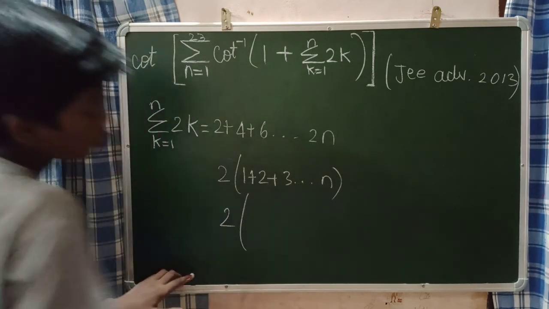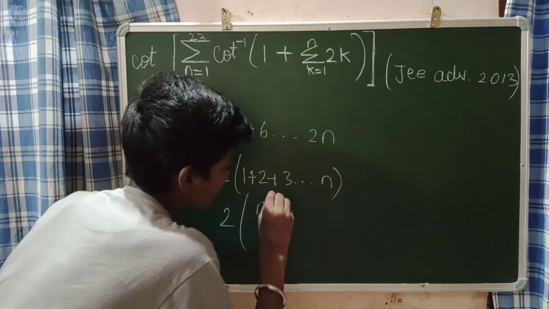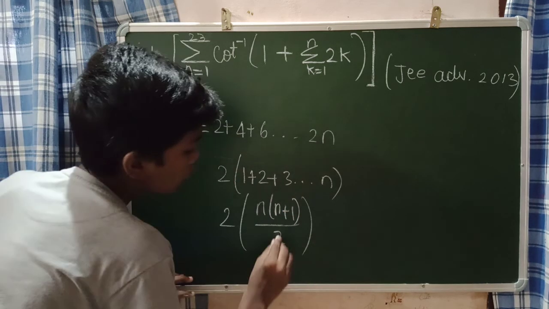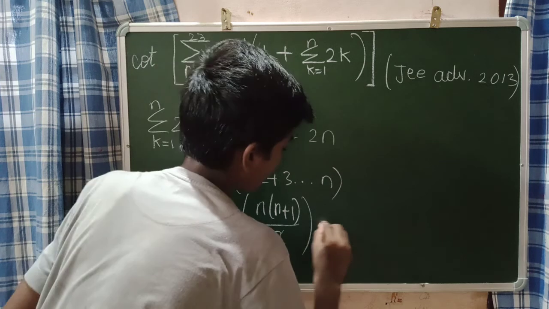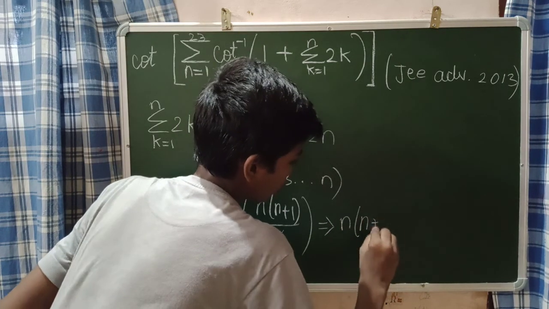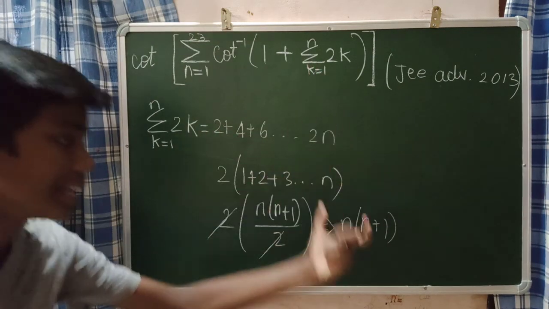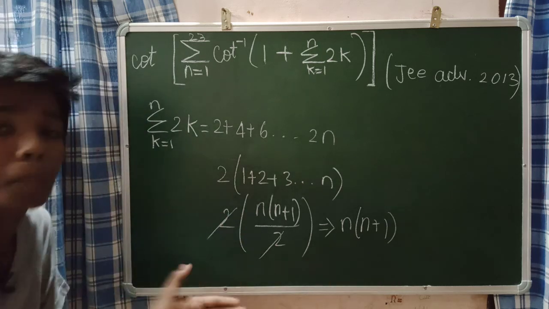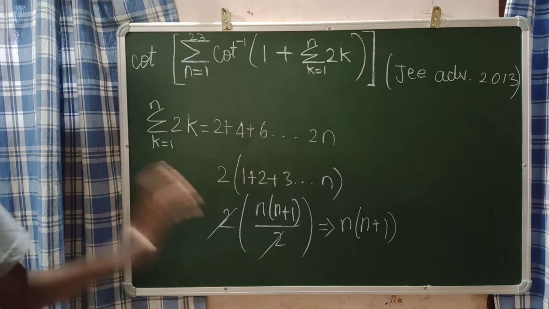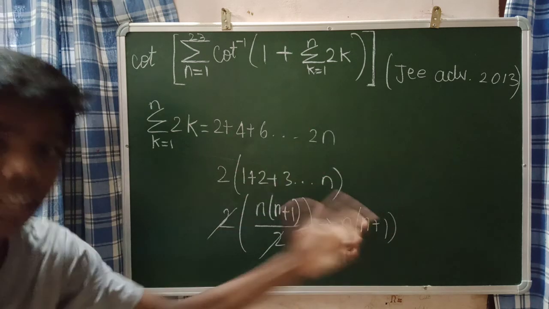So 1 plus 2 plus 3 all the way up to n is the sum of first n natural numbers, that is n into n plus 1 by 2. Now this 2 will get cancelled, and finally we get the value of the summation as n into n plus 1. We have found the value of this small summation, n into n plus 1, by expanding it and using our sequence and series techniques.